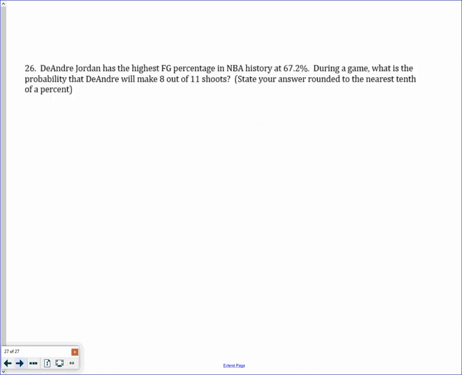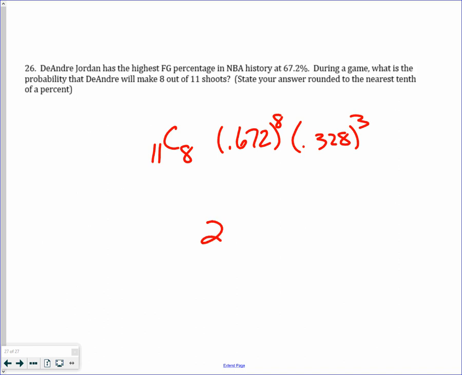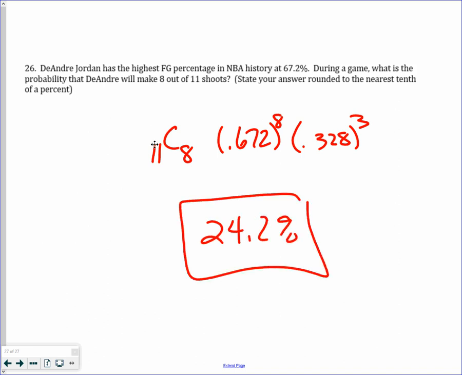DeAndre Jordan has the highest field goal percentage in the NBA at 67.2. During a game, what is the probability DeAndre will shoot 8 out of 11 shots? So 8 out of the 11 with a 67.2% success rate and a 0.328 failure rate. Using your calculator, you would get 24.2%.